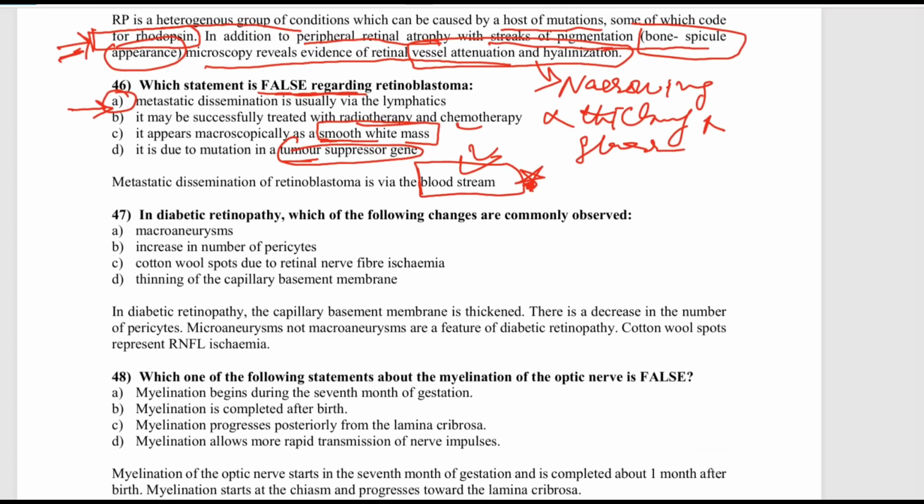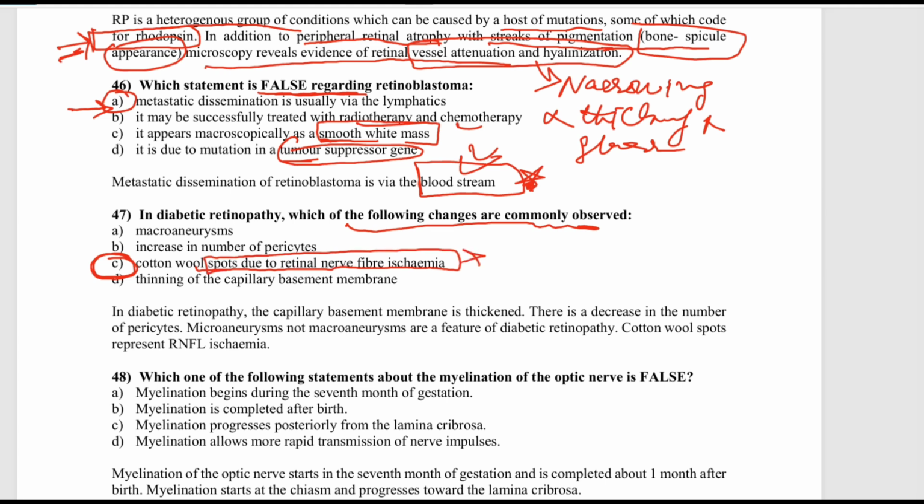In diabetic retinopathy, which of the following changes are commonly observed? The options are macroaneurysms, increased number of parasites, cotton wool spots due to nerve fiber ischemia, thinning of the capillary basement membrane. So, what changes are observed? These are the cotton wool spots, and I have already told you cotton wool spots are formed due to nerve fiber ischemia.